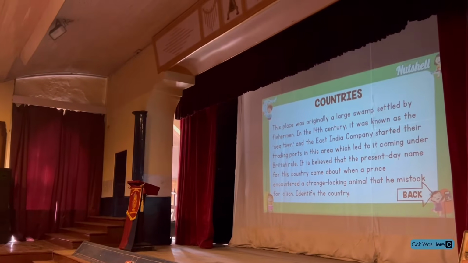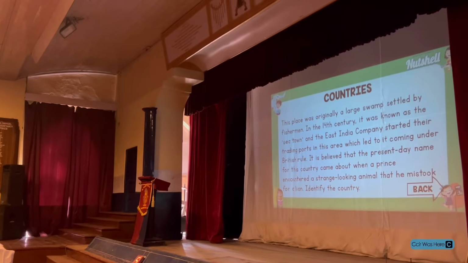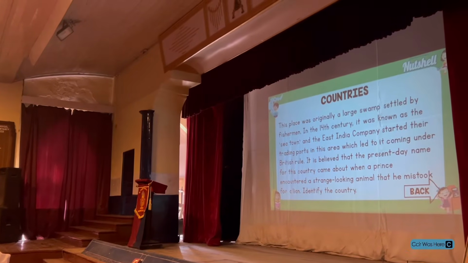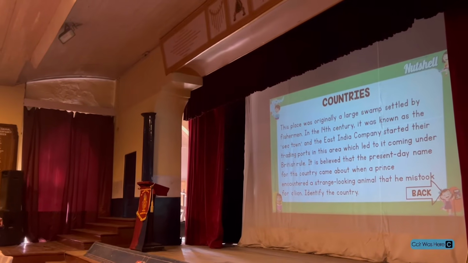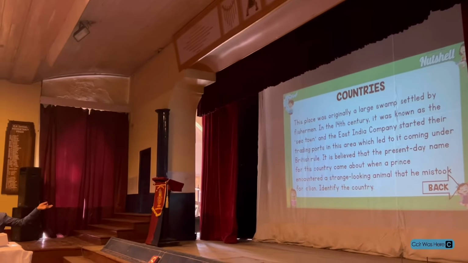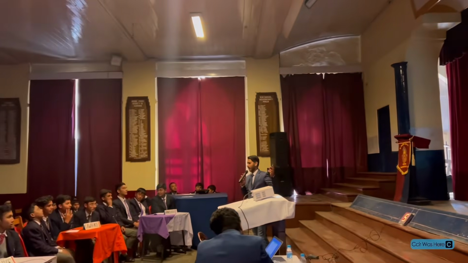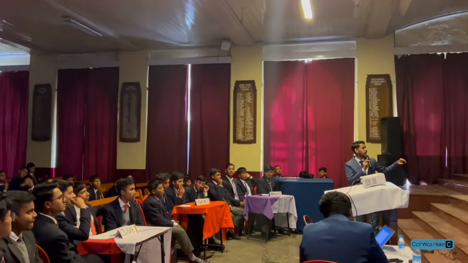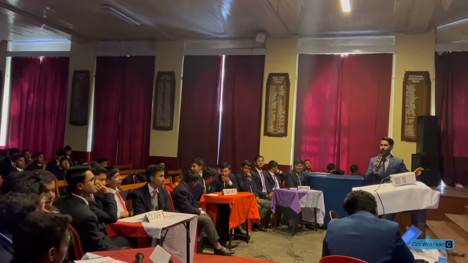And the East India Company started then trading ports in this area, which led to it coming under the British rule. It is believed that the present-day name for this country came about when a prince encountered a strange-looking animal that he mistook for a lion. That's the myth behind the present-day name of this country. Tell me the country. A prince encountered a strange-looking animal that he mistook for a lion.